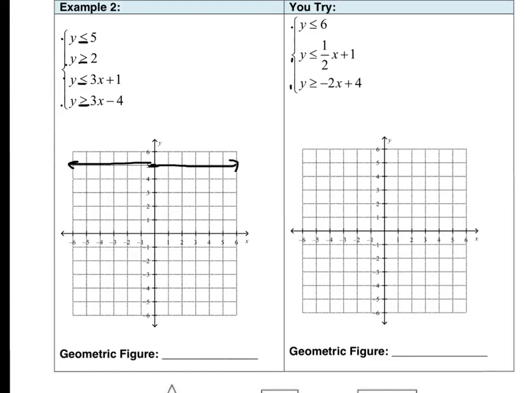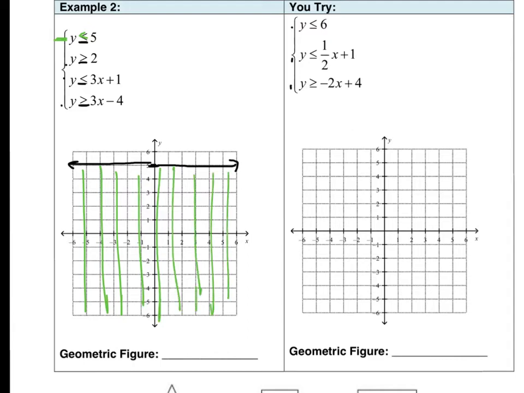And now I just have to see which way I need to shade. So I'll do this one in green, and I need to shade below because it's a less than sign. So I'm going to put green everywhere underneath that line.